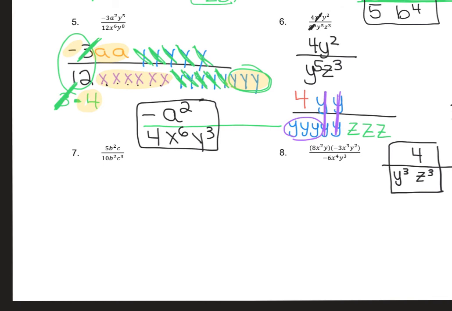All right, let's look at number 7. Drawing out my fraction bar. Color coding. I have 5, b, b, c on the top. And then on the bottom, I have 10, b, b, c, c, c.